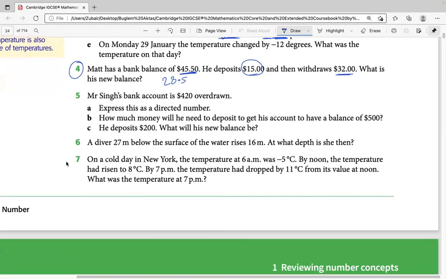Try question number 6. -11? The deficit is -11? Correct. Either we can say -11 or we can just write the statement: it is 11 meters below the surface. That's correct.